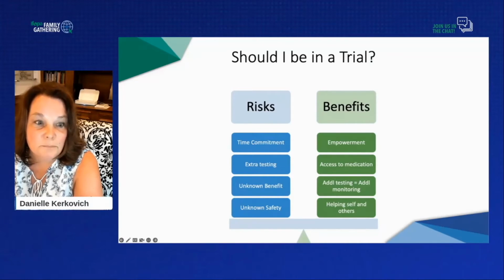On the plus side, participating in a trial can be empowering. You did not choose FOP, but you can choose your reaction to it. You may have access to an effective medication. Additional testing may be cumbersome, but it also means that you and your disease are being monitored closely. Participating in a trial for FOP can help you, but it can also help others. Trials must be conducted before any drug is approved.